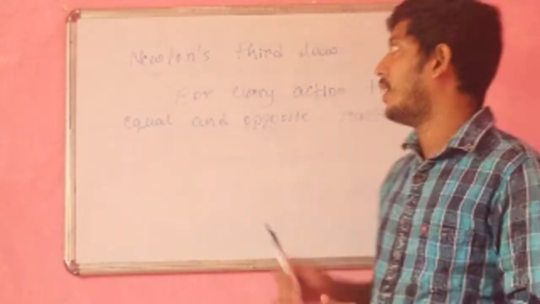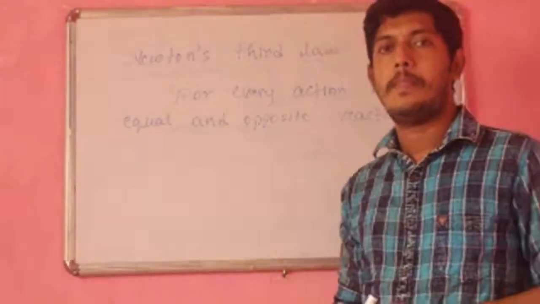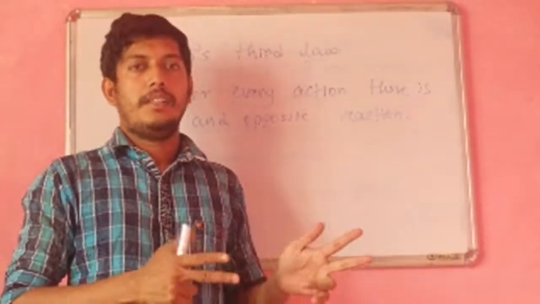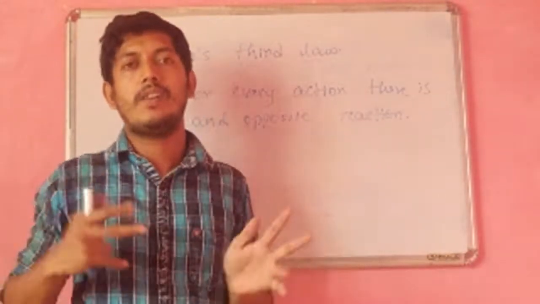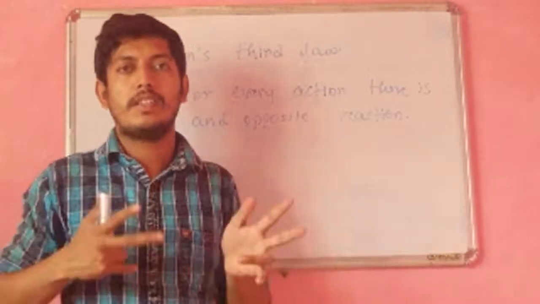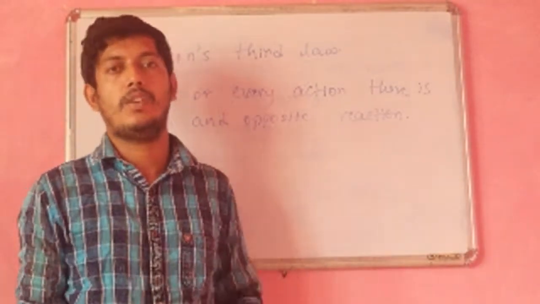But here according to Newton's third law, for every action there is an equal and opposite reaction. So instead of that, if you consider a gun, if you fire, the bullet moves in the forward direction and the gun recoils. Recoil means the gun comes in the backward direction. That is a simple example for Newton's third law.